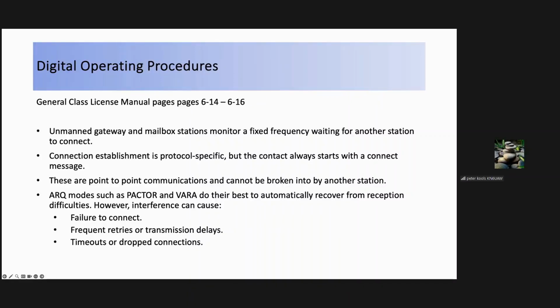So my Winlink system sends a connect message to an unmanned gateway or a mailbox station asking to connect. Again, these are point-to-point communications and they cannot be broken into by another station. Doesn't mean they can't be interfered with, but they can't be broken into. So you can't have a three-way digital conversation. You have a two-way point-to-point digital conversation, unlike a phone conversation where you can have 3 or 4 or 10 people in.